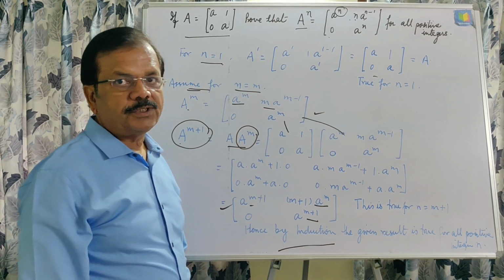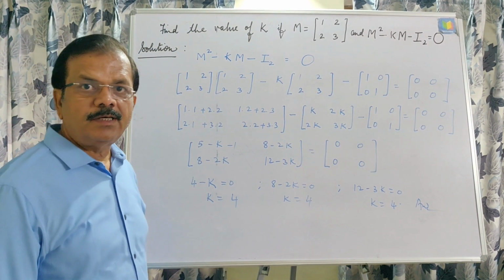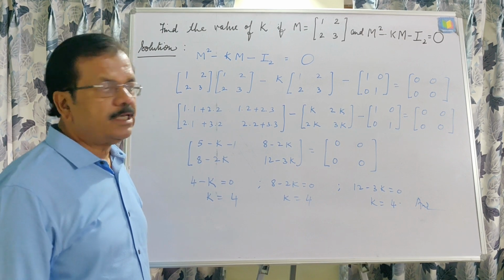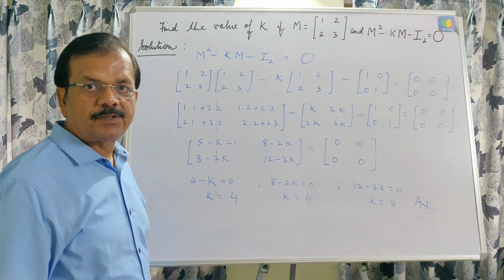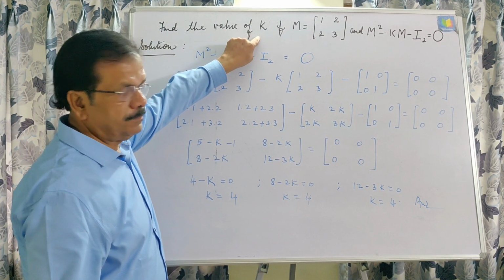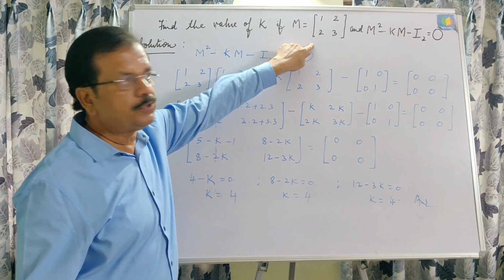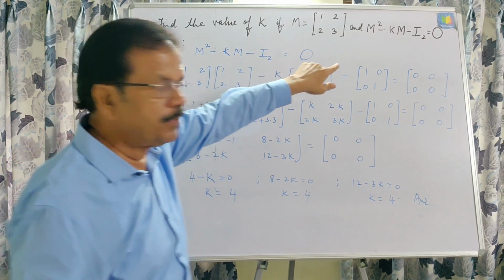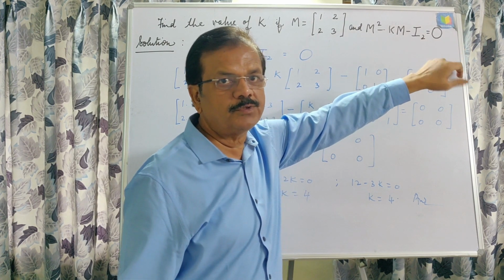Okay. Now next question. This is again a very important question every year in the CBSE and ISC class 12 board examination. This type of matrix equation is being asked. Now take this question, find the value of k. If M is given as 1 2 2 3, and M square represents this matrix equation, M square minus kM minus I2 is equal to 0.